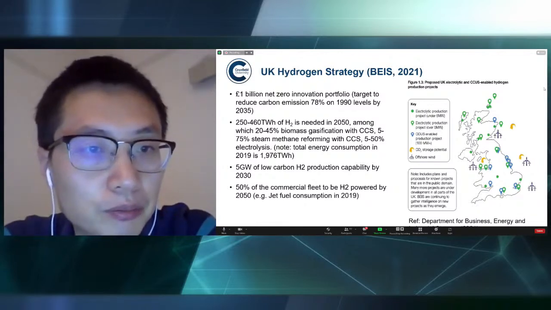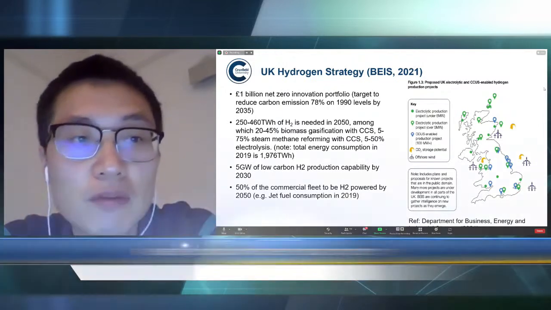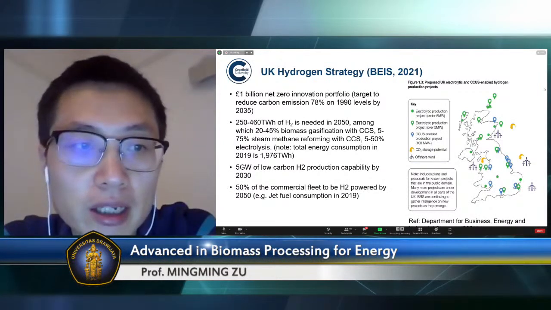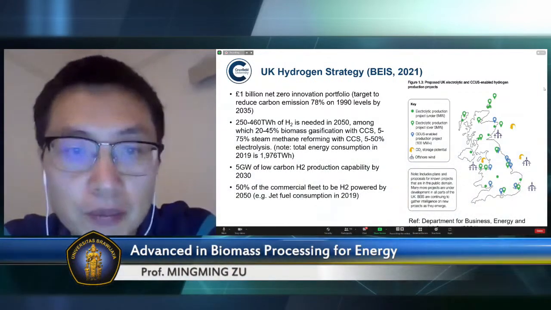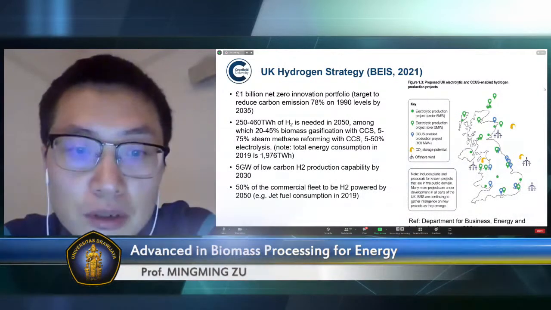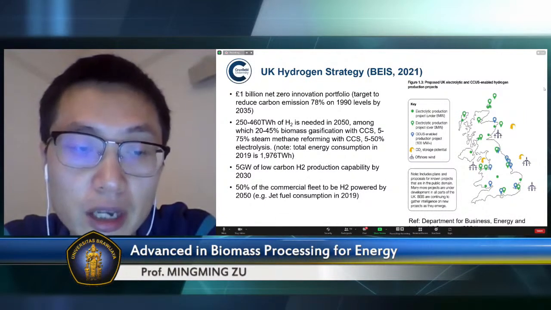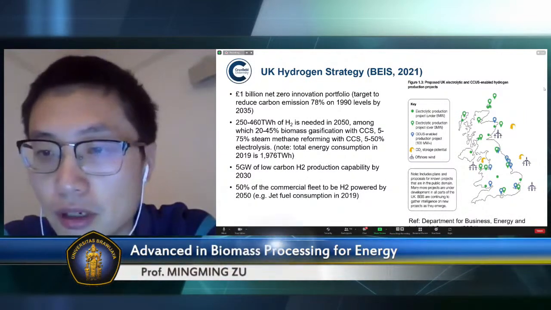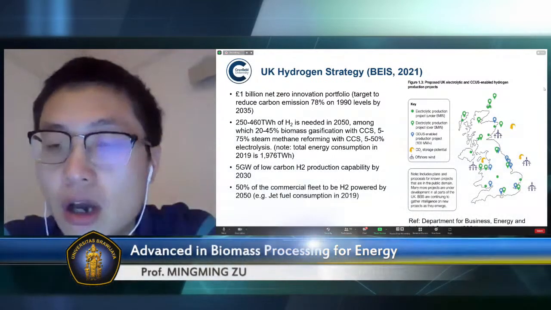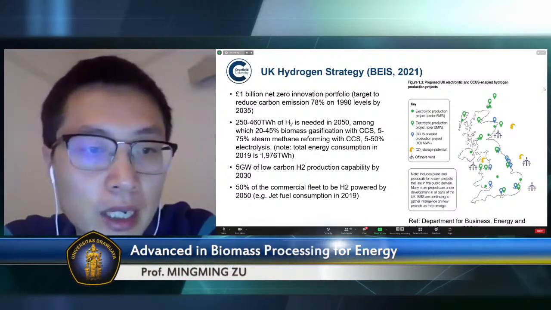the transport. It is estimated to produce 250 to 460 terawatt hours of hydrogen by 2050. And 50% of the commercial transport is going to be powered by hydrogen, particularly in the jet fuels. For example, you can use liquid hydrogen, or you convert hydrogen to sustainable aviation fuels.